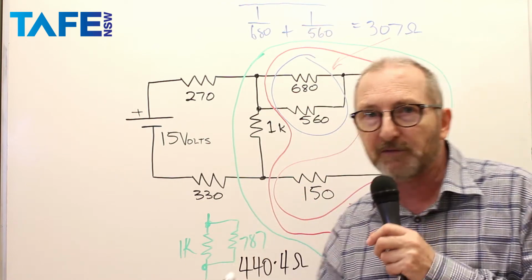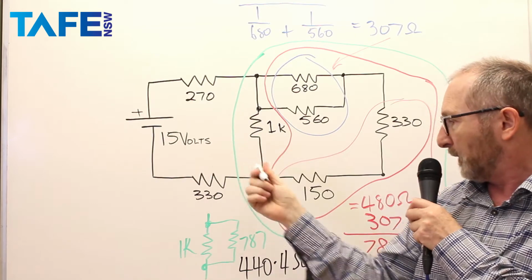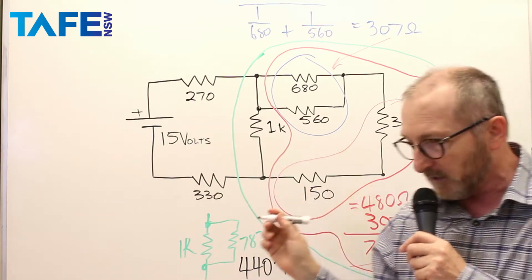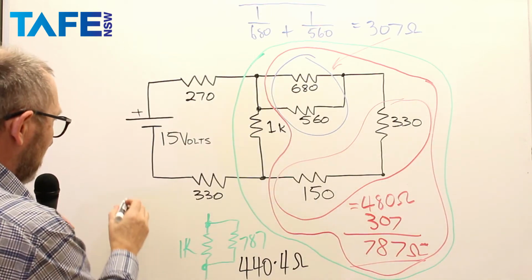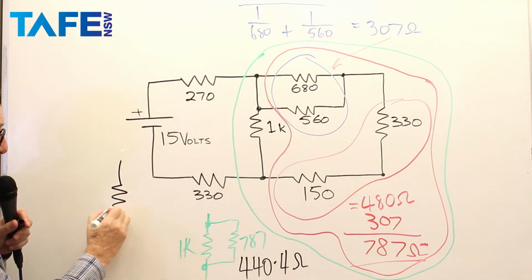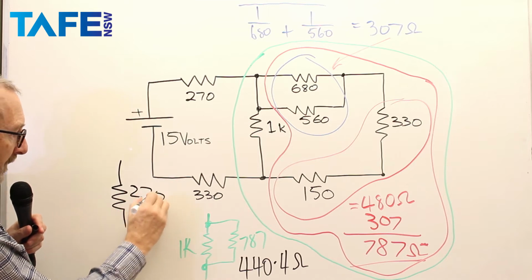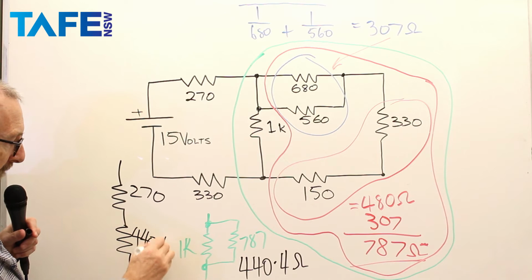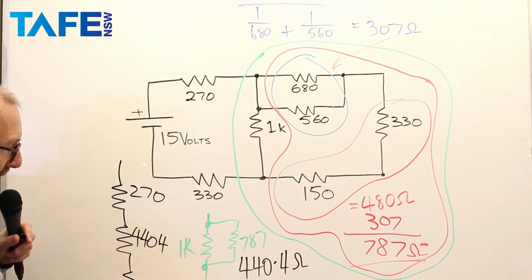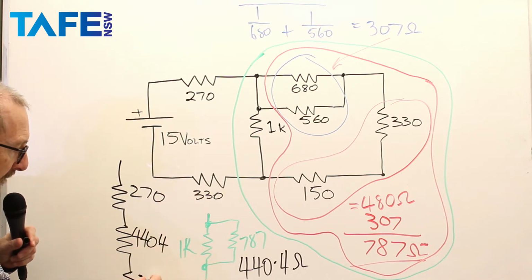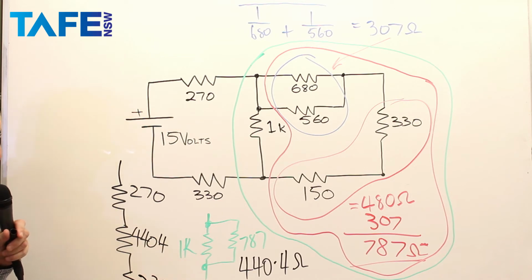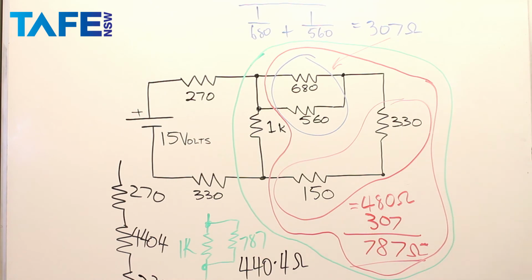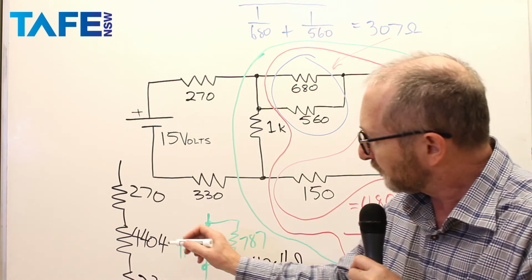So what have we got left then? We've got 270 plus 440.4 plus 330, because now 3 things are in series together. Let's just redraw that. There's our 270, here's our 440.4, and here's our 330 ohm resistor down the bottom. We add all of those together and we come up with 1040 ohms.